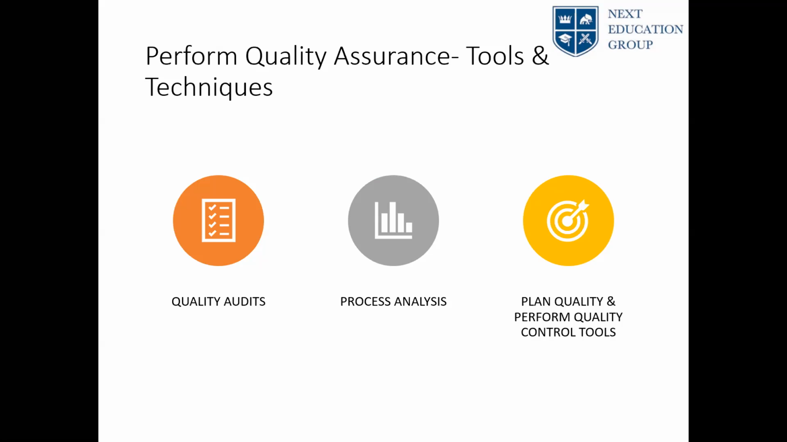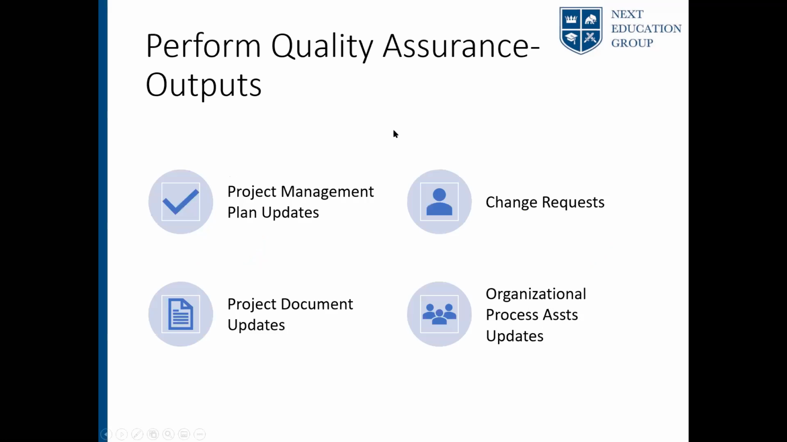Third tool and technique which we would use for performing quality assurance is plan quality and perform quality control tools. So as part of quality assurance, you need to plan the techniques for quality control also. So that planning becomes a part of quality assurance. Right? Ultimately, you are preventing something bad from reaching the customer. So plan quality and perform quality control tools also becomes a tool in your quality assurance tools and techniques.